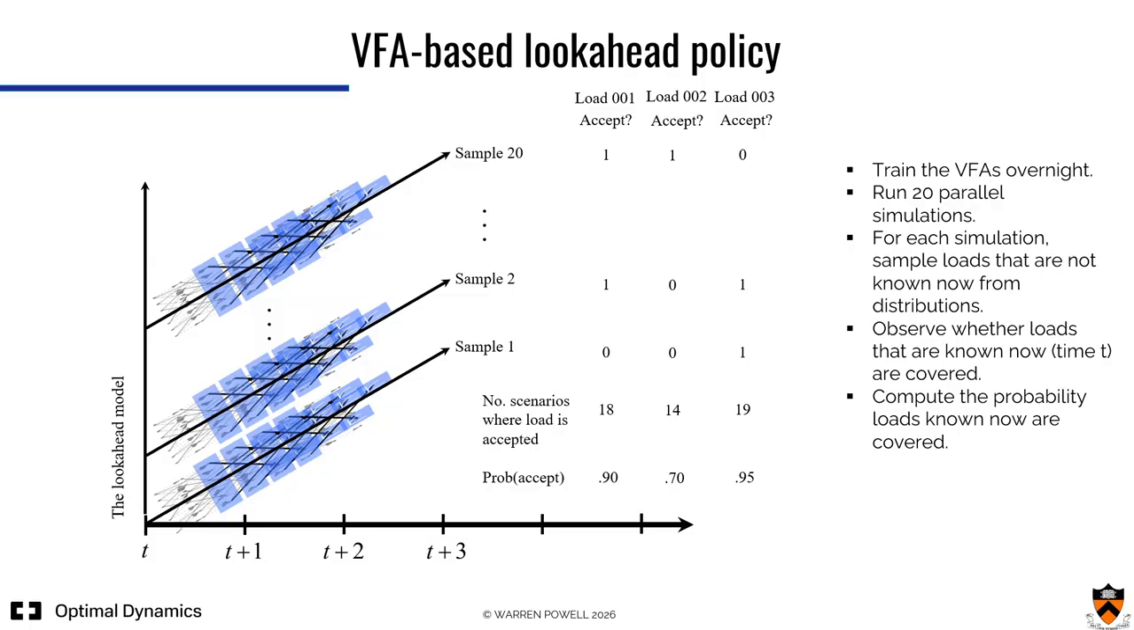So if load 001, I might say, wow, I've done 20 samples, 20 simulations in the future, and that load was covered 18 out of 20 times, so it has a 0.9 probability. Load 002 was covered 14 out of 20 times, so it has a 0.7 probability. And load 003, we covered it 19 out of 20 times. So we have an estimated coverage probability of 0.95.